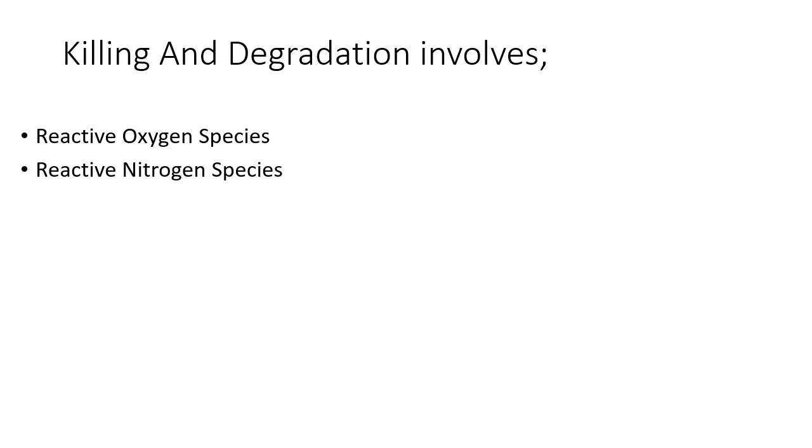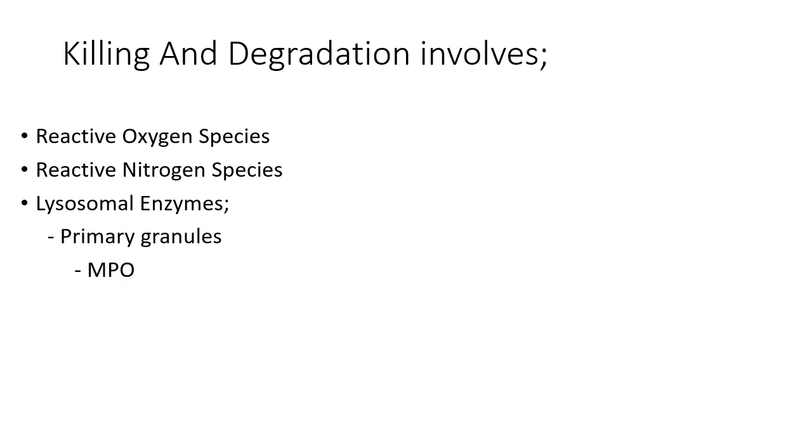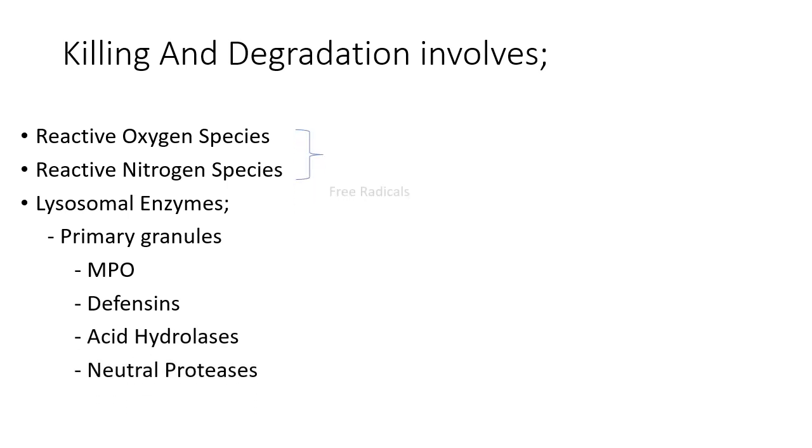To carry out the process of killing and degradation, it involves three things. First, reactive oxygen species and reactive nitrogen species, which are together collectively known as free radicals. Second, lysosomal enzymes, which contain primary granules such as myeloperoxidase. We'll talk about that. It also involves defensins, acid hydrolases, and neutral proteases.